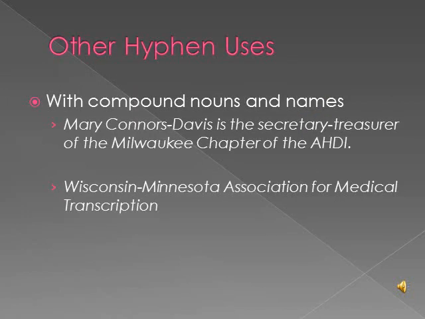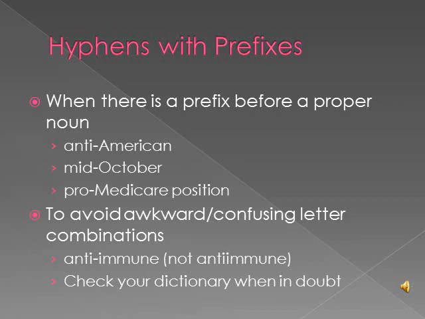A few other hyphen uses with compound nouns and names, such as Mary Connors-Davis is the secretary-treasurer of the Milwaukee chapter of AHDI, or the Wisconsin-Minnesota Association for Medical Transcription. So with compound nouns and names, use hyphens. We'll use hyphens when there is a prefix before a proper noun, such as anti-American, mid-October, pro-Medicare. Again, remember, a proper noun requires capitalization, so we're going to use a hyphen in between the two.